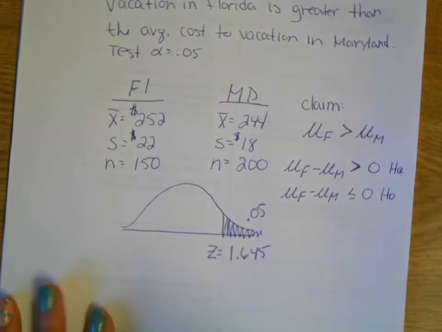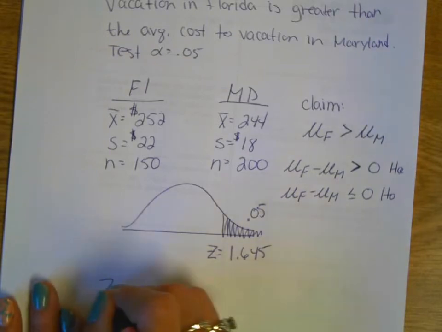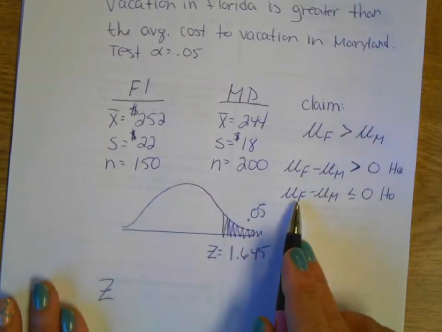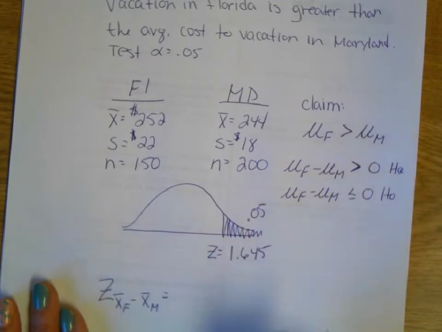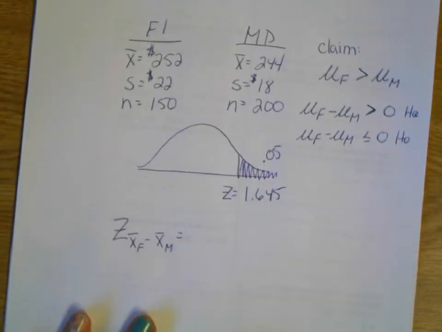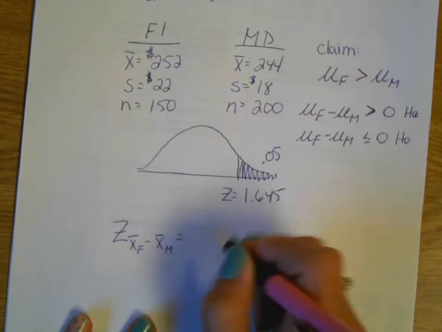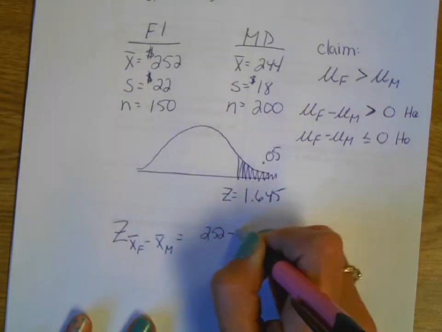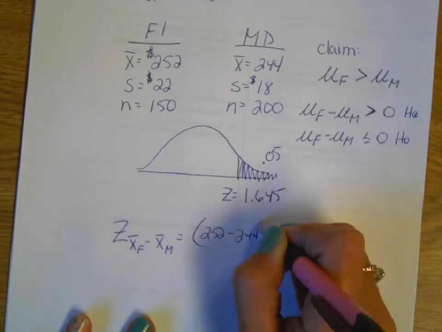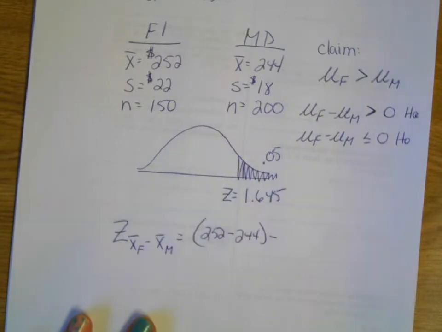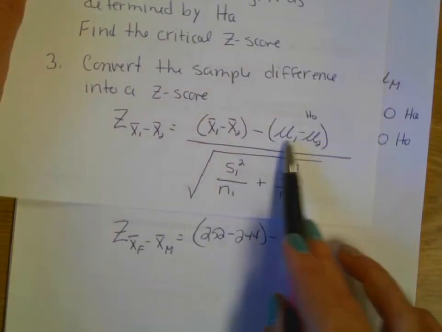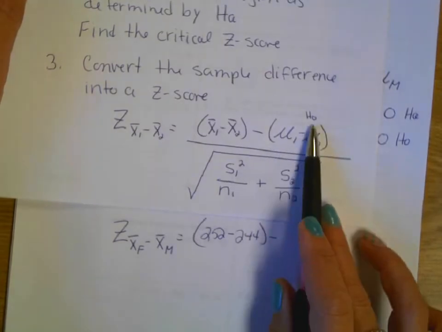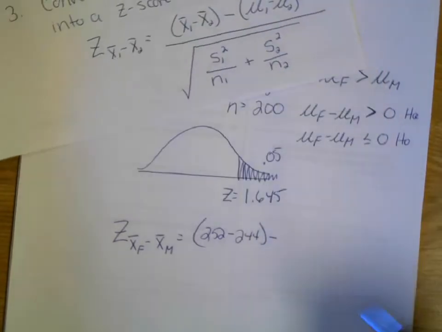Now we do the big ugly plug and chug formula for our difference in the sample means, and pay attention to the claim. I did Florida minus Maryland. So the mean for Florida minus the mean for Maryland. So Florida's first, 252 minus the 244. And it's asking me to subtract the difference in the population means from the whole. That's still a 0 till our next example.